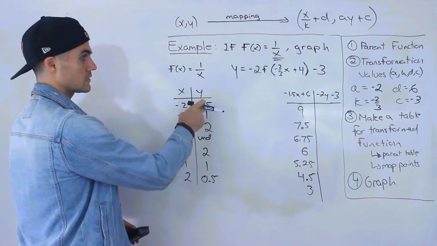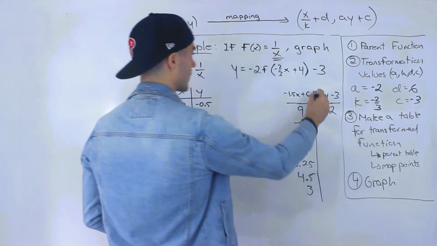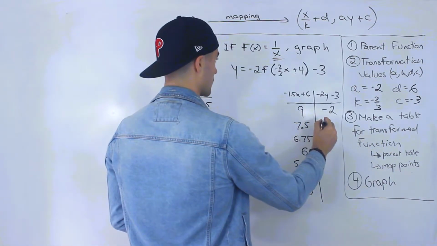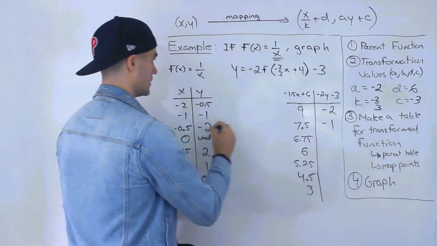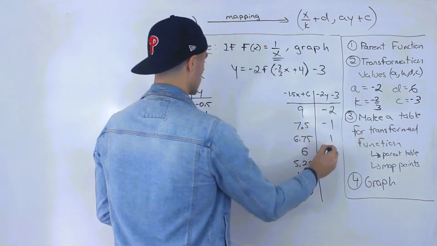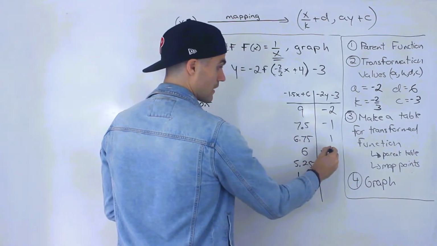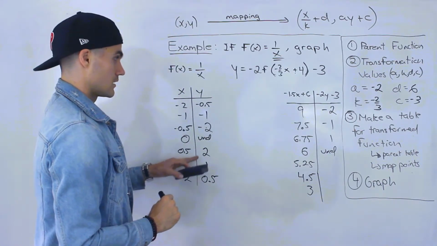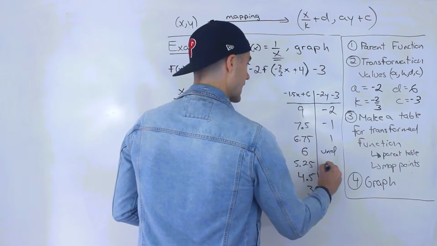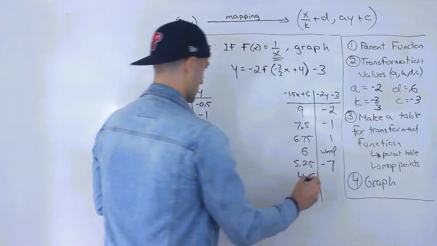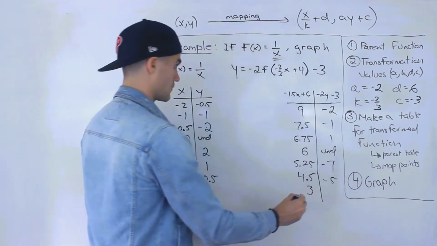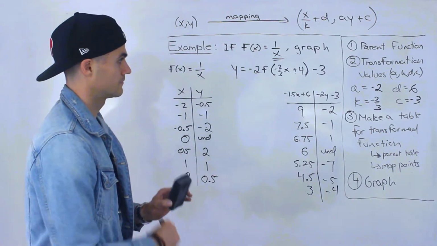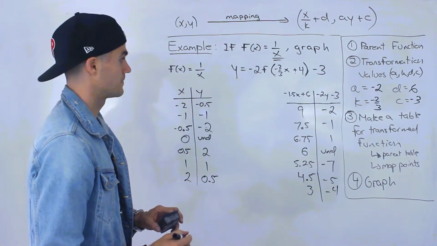And then the y values, we'd get negative 2 here, right? Negative 2 times negative 0.5 is positive 1, minus 3 is negative 2. Here we would have negative 1. Here we would have positive 1. This undefined would stay undefined, and I'm going to talk about the meaning of that in a little bit. The 2, we would have negative 7. Then we had negative 5, and then we would have negative 4. Like that. Right? Yeah, looks all good to me.